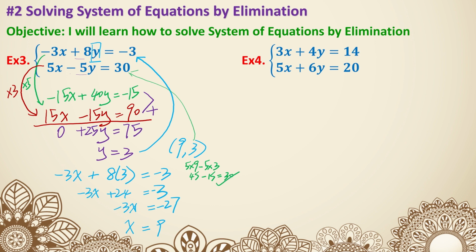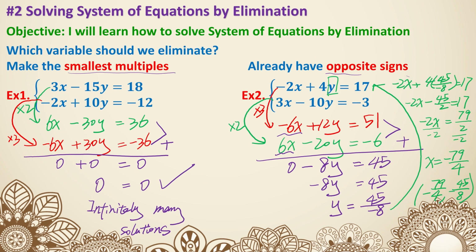That's a checking process. So for the previous question, example 2, you can actually choose to plug this answer into the second equation. Since we use the first equation to solve it, we can use the second equation to check. So we'll get a 3 times negative 79 over 4, and then minus 10 times negative 45 over 8. And you see, it actually equals to negative 3. That's how you know you got it right.